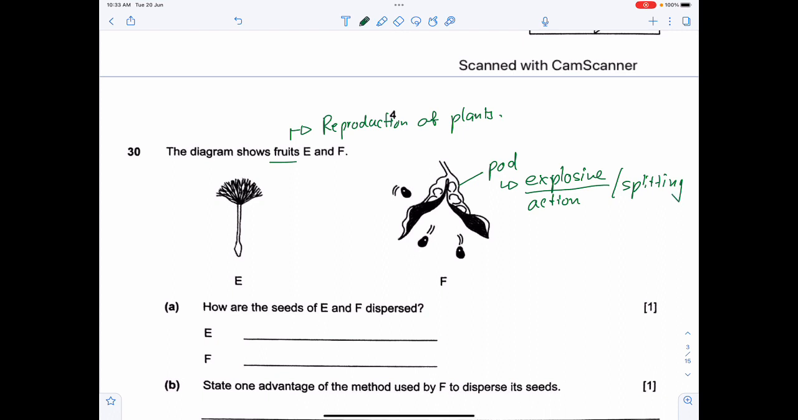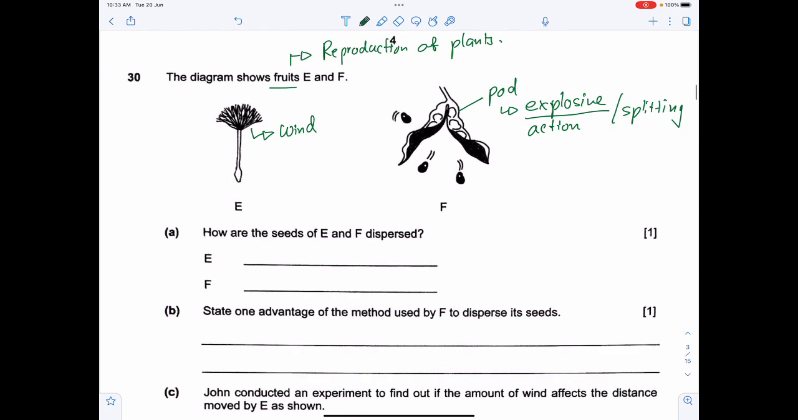Now, when you take a look at this, on the other hand, it has a feathery kind of structure. This will tell you that this is probably wind dispersal, so that the wind can carry it and it can float. Now, how are the seeds E and F dispersed? This is very straightforward. E would be by wind, F would be by explosive action.